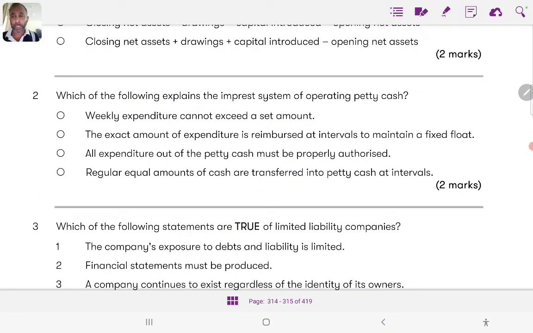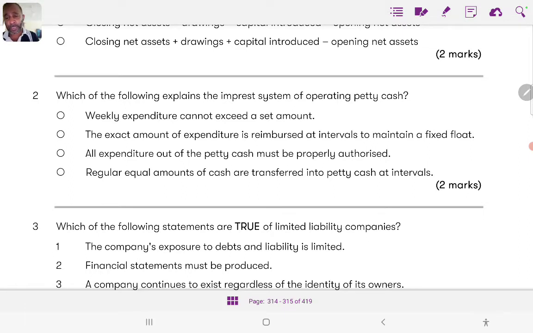So when you read this question here, which of the following explains the imprest system of operating petty cash? There are a few answers. Weekly expenditure cannot exceed a set amount. No, that is not the answer. The exact amount of expenditure is reimbursed at intervals to maintain a fixed float. All expenditure out of petty cash must be properly authorized. Regular equal amounts of cash are transferred. Now, the answer here is option number 2. Exact amount of expenditure is reimbursed at intervals to maintain a fixed float.